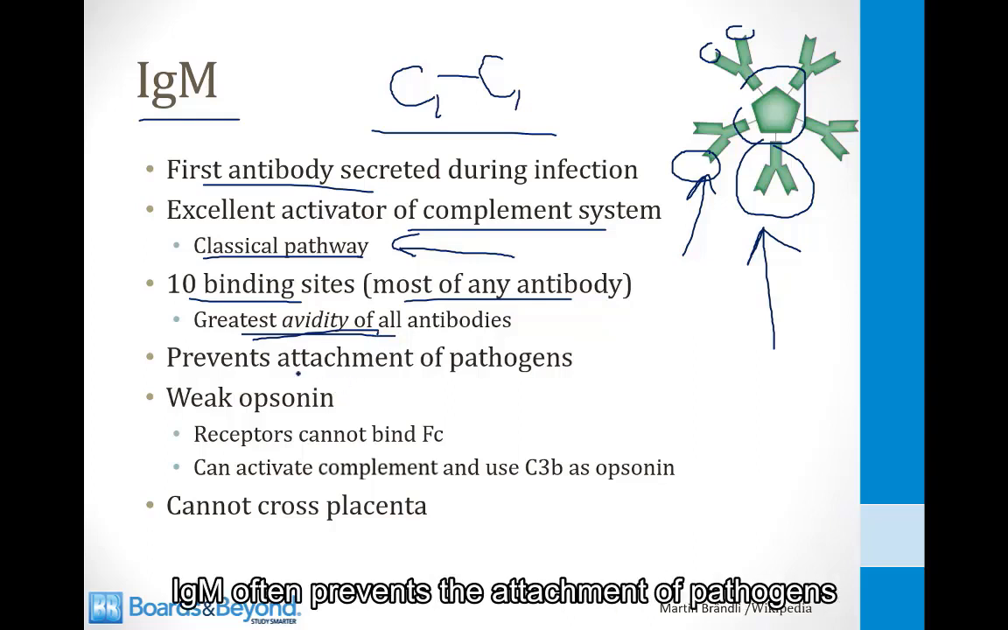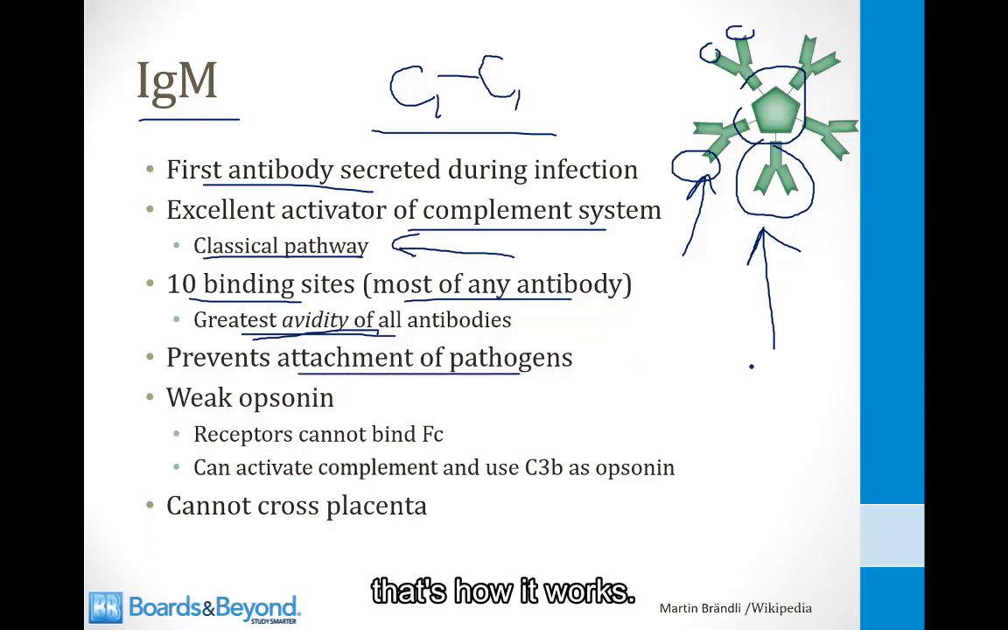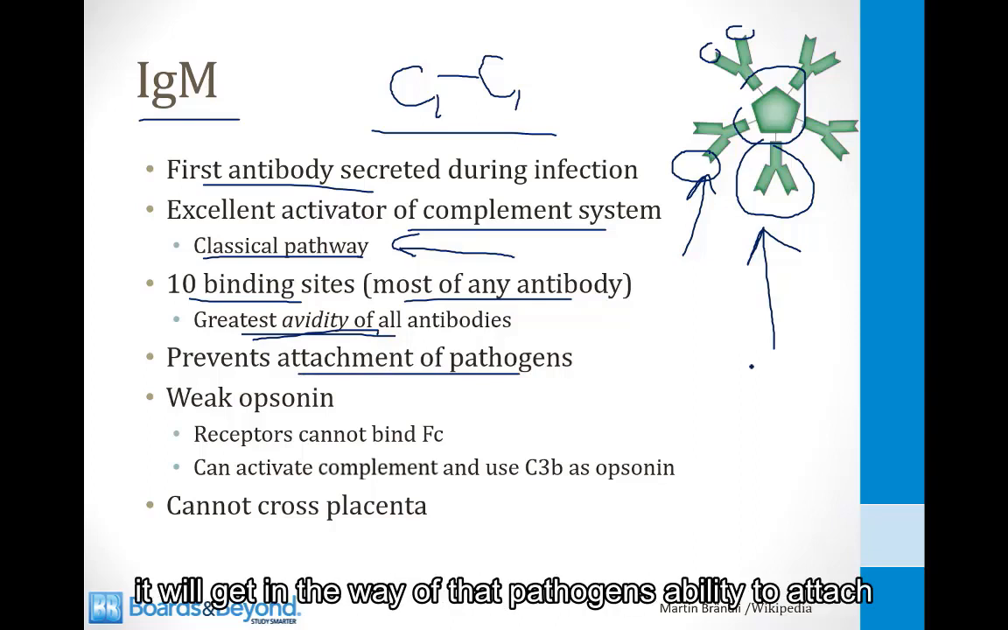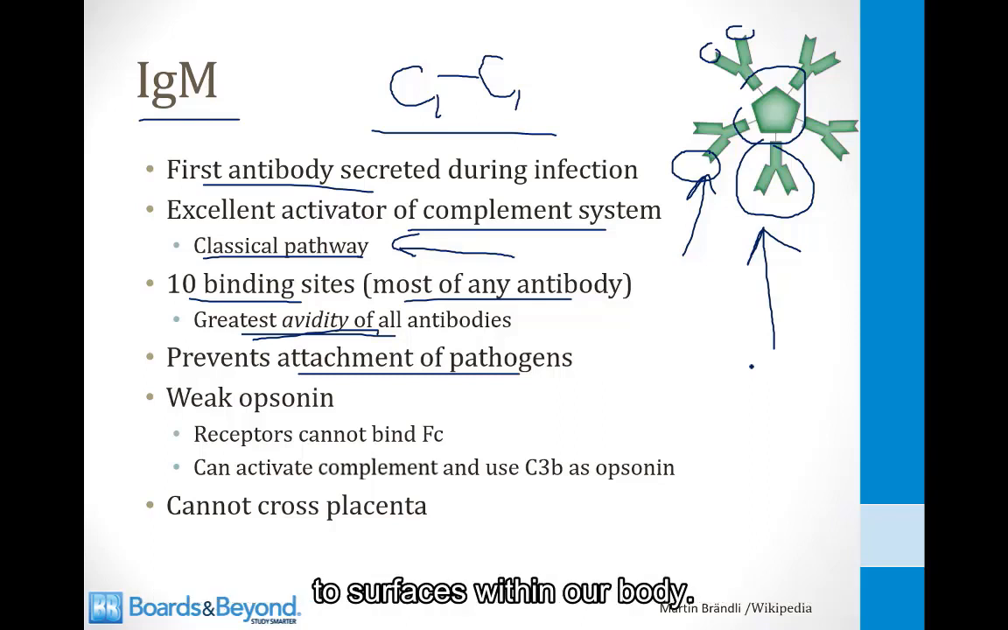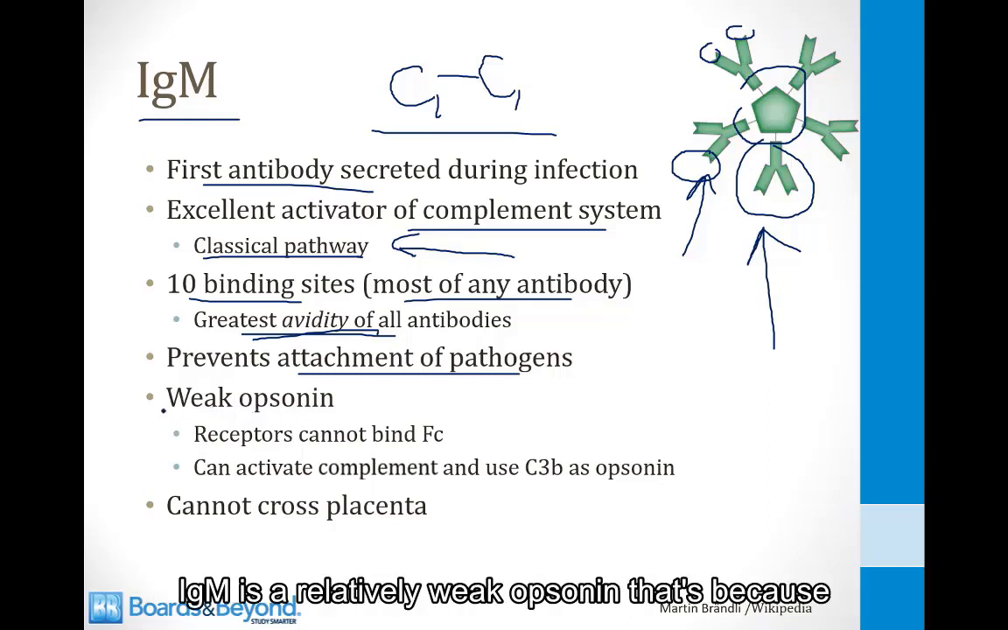IgM often prevents the attachment of pathogens. That's how it works. It's a big molecule, so you can imagine that if it attaches to a bacteria, for example, it will get in the way of that pathogen's ability to attach to surfaces within our body. IgM is a relatively weak opsonin.